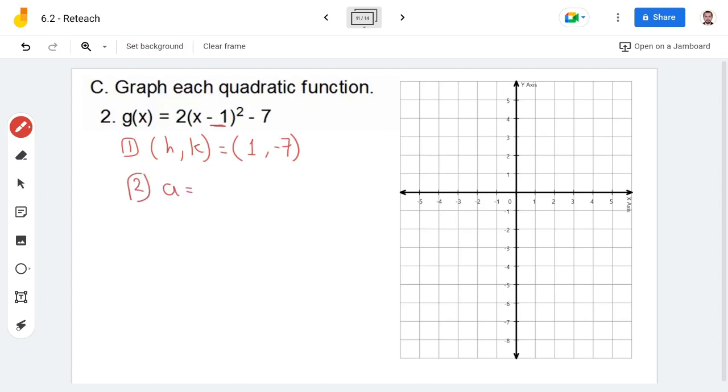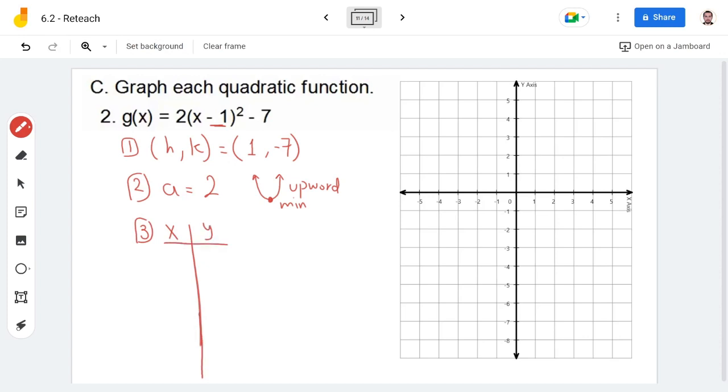Number 2, identify A. What's A here? A is +2. 2 is greater than 0, so that means it's upward. Upward because it's greater than 0. So do I have maximum or minimum? I have minimum.